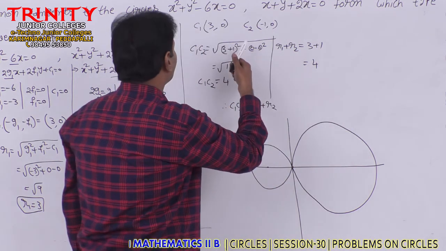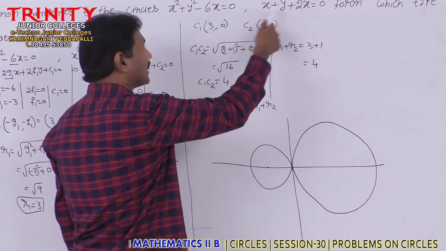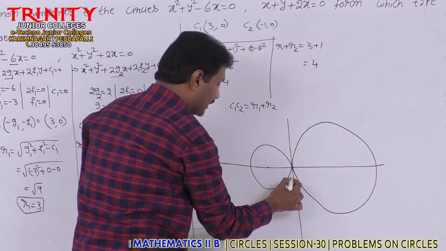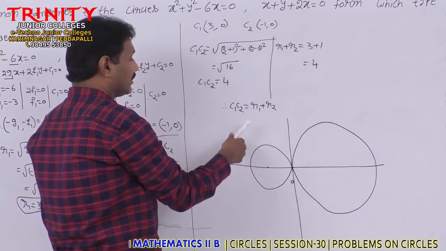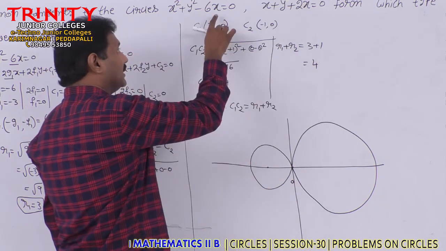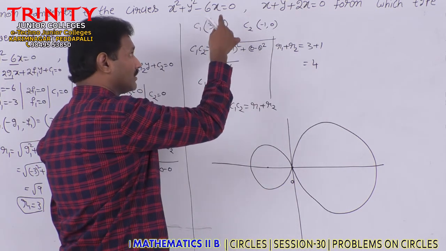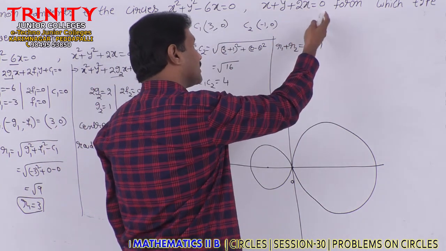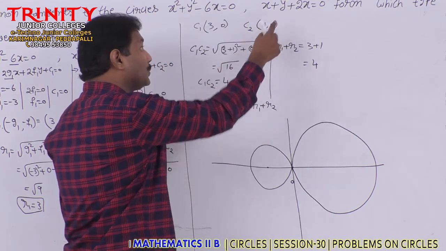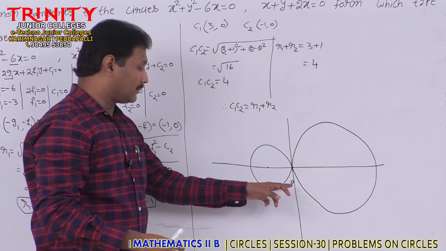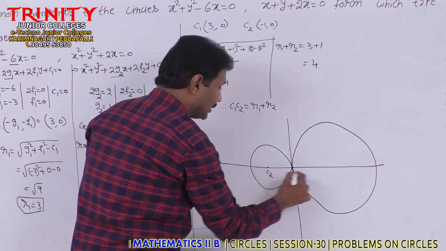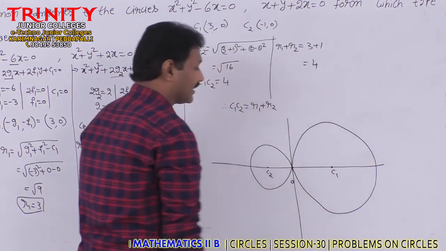Both the circles have no constants, and that means the two circles must pass through the origin. Therefore, the point of contact is origin. The circles touch each other externally, and the point of contact is origin. Because there is no constant term, the first circle passes through origin. The second circle also passes through origin. These two circles touch each other, that means the two circles intersect at a single point. That point must be origin. This is the center of the second circle, C2. This is the center of the first circle, C1.